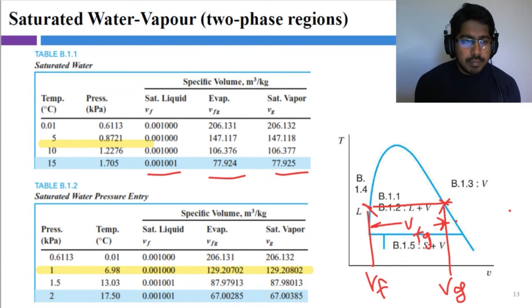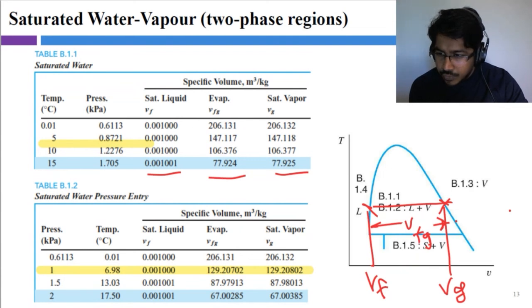So are we all clear about this temperature entry and pressure entry situation? About why we have two tables? Anybody having confusions or questions? Or are we all clear? Perfect.